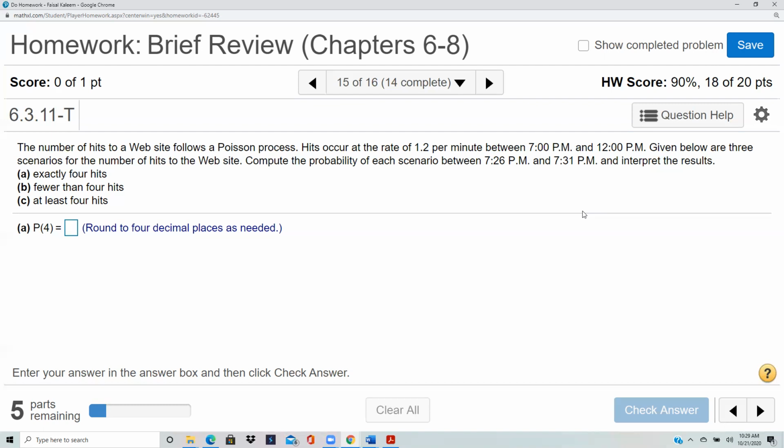Yes. Okay, so the reason why we are using this period, the 7:26 to 7:31, instead of the 7 p.m. to 12 p.m., what's the reason? In the problem, it's telling us to use the probability between times. The question they're asking you is over this 5-minute period. Right. Okay.